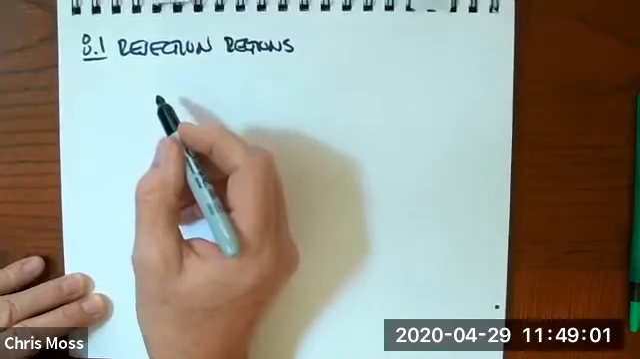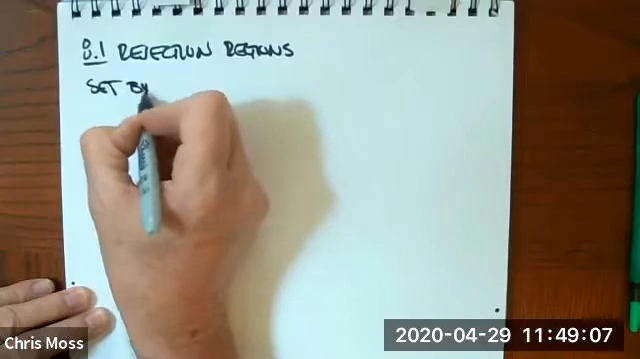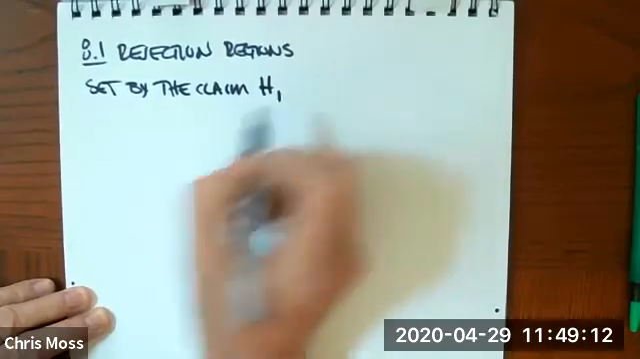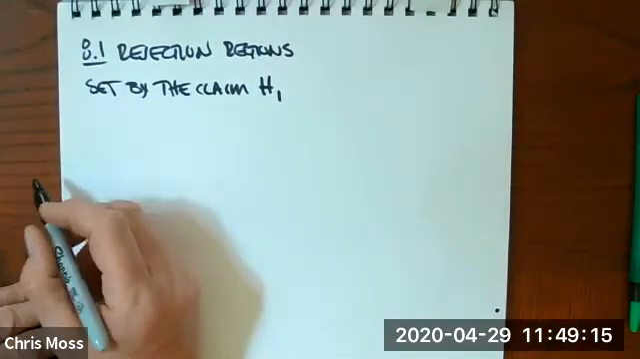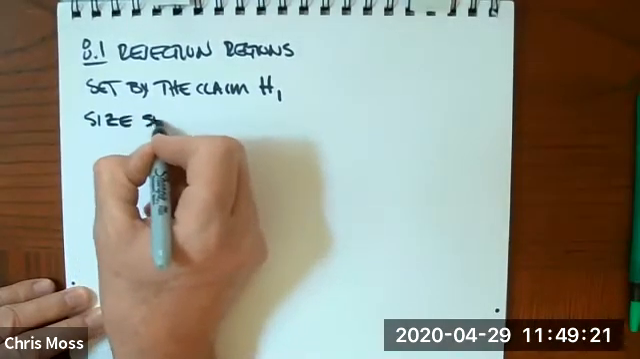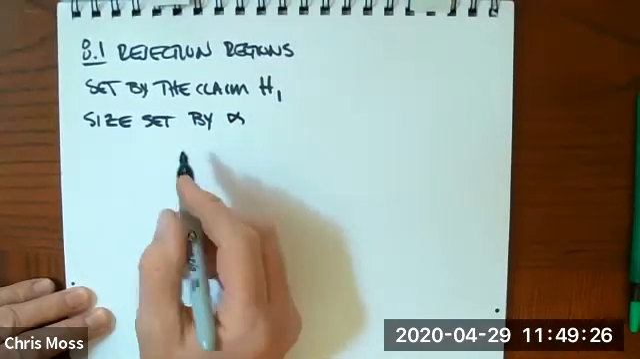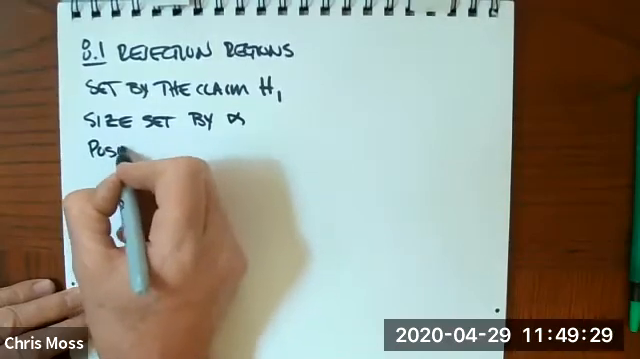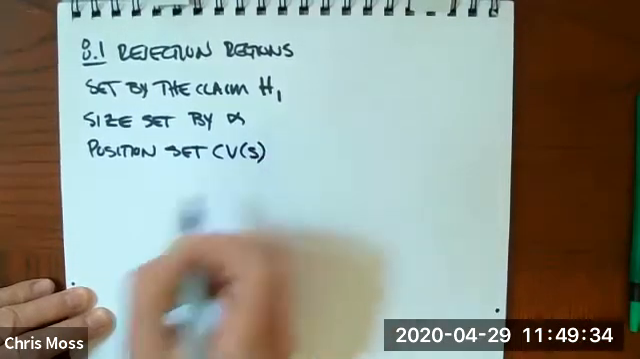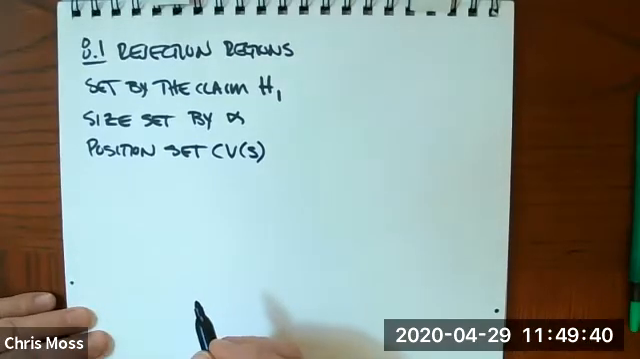All right, and I'm going to remind people that these rejection regions are set by the claim H1, the alternative hypothesis. The size of the rejection region is set by the level of significance alpha, and the position is set by the critical value or values depending on the test. All right, so let's take a look at an example or two.